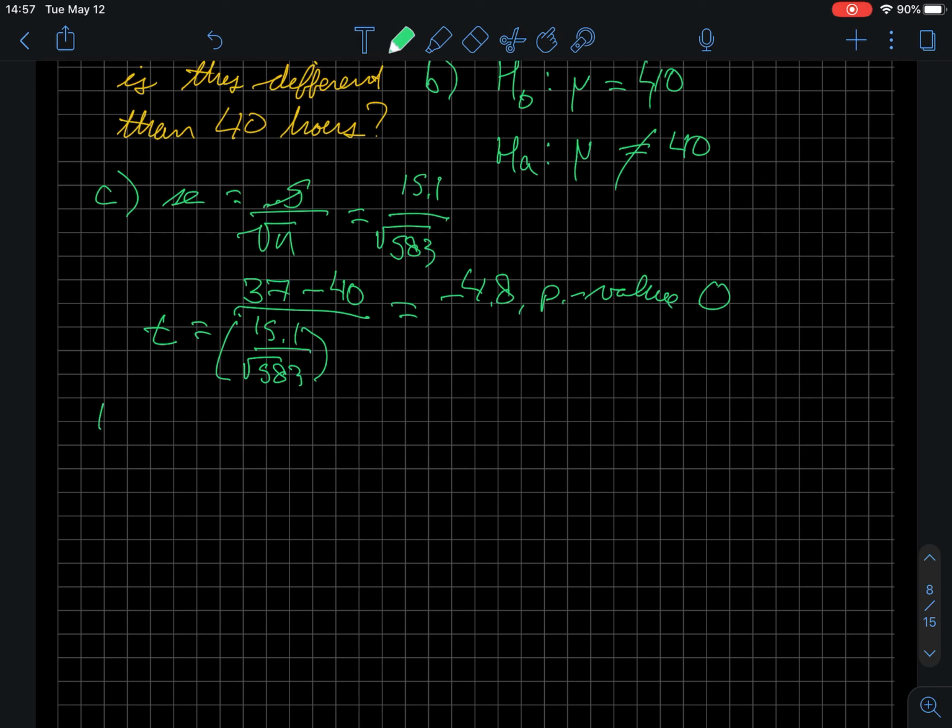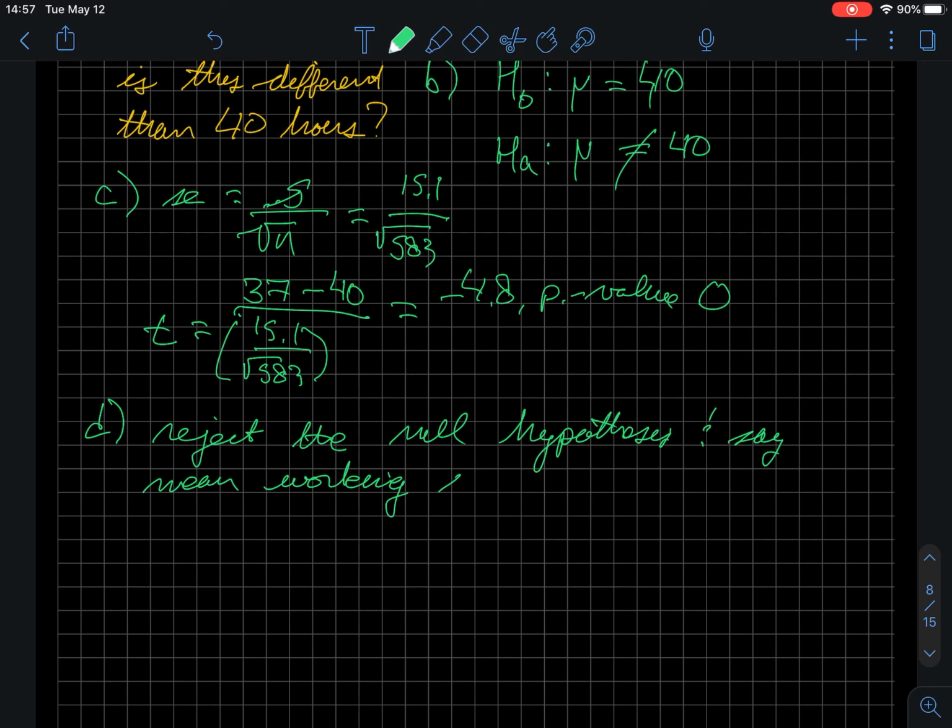Part D is asking us to explain how to make a decision at the significance level of 0.01. The p-value is definitely smaller than 0.01, so we would reject the null hypothesis and say the mean working week is different than 40 hours.